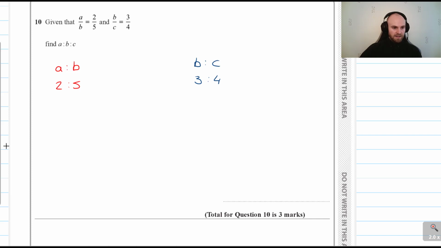Okay, so as you can see now, in this red section with a and b, b is 5. In this blue one, b is 3. I want to try and get these b's equal. So you want to try and think of a common number between these two. I would just multiply them together, and that's going to give us 15. So 5 times 3 is 15. So how do we get 5 into 15? Well, we need to multiply this one by 3. And how do we get this 3 into 15? Well, we need to multiply it by 5.